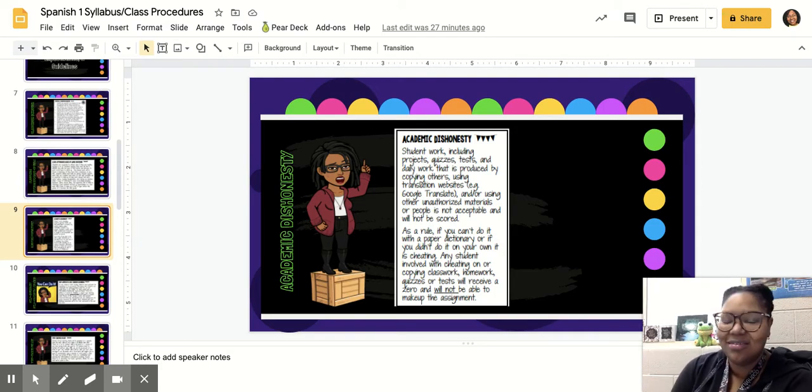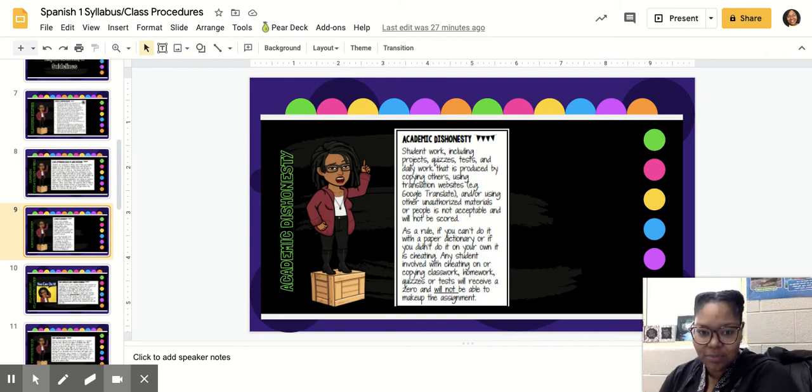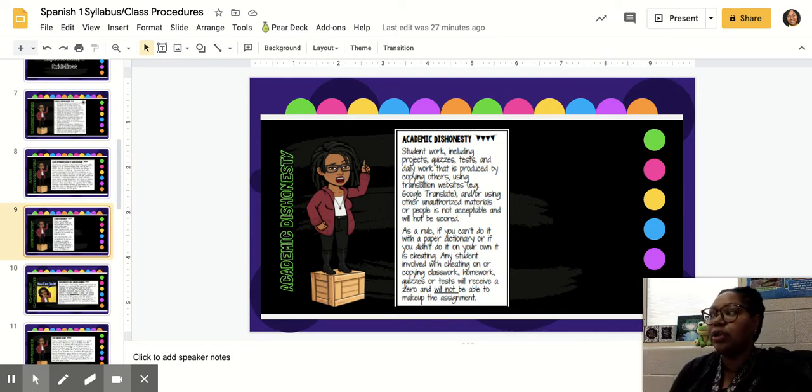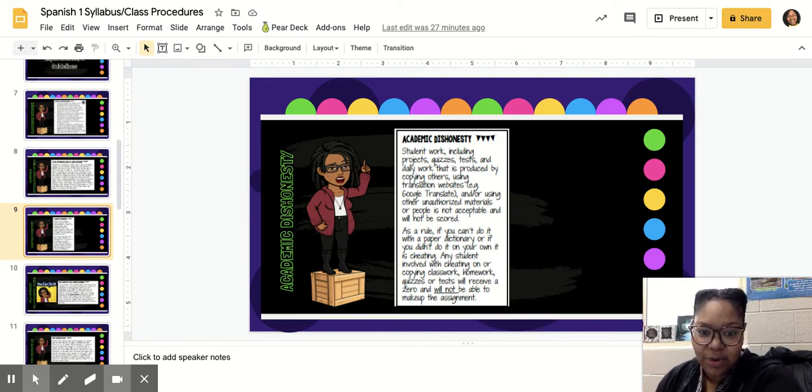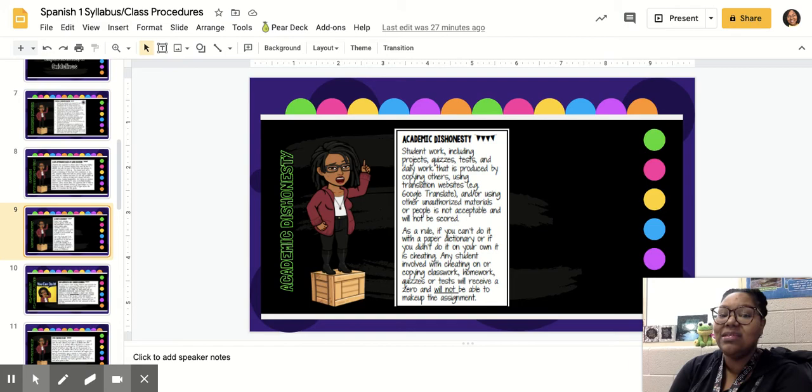You can use SpanishDictionary.com or WordReference.com to look up words. Make sure you look over it to make sure you choose the correct word. But yes, you can look up words, but never look up entire sentences or anything more than that in order to complete something in class, okay? Any student involved with cheating on or copying classwork, homework, quizzes, or tests will receive a 0 and will not be able to make up the assignment. The 0 will stay, okay?